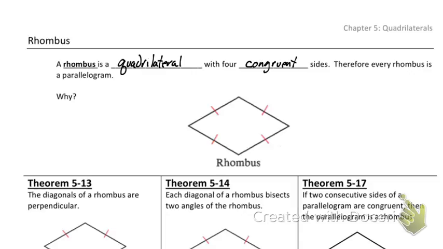I couldn't even see the side because I was covering it. So it is 4 congruent sides. In fact, a rhombus is something with 4 congruent sides. Therefore, every rhombus is a parallelogram. Why is every parallelogram a quadrilateral based upon a theorem that we know?